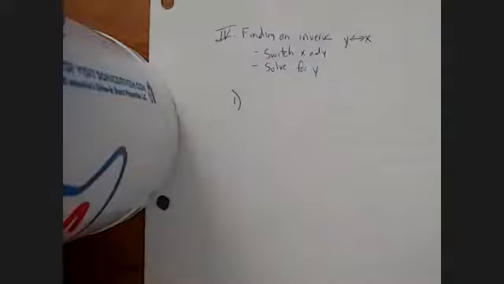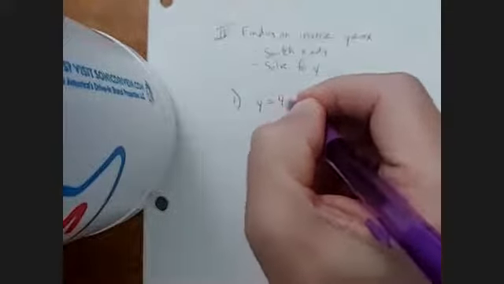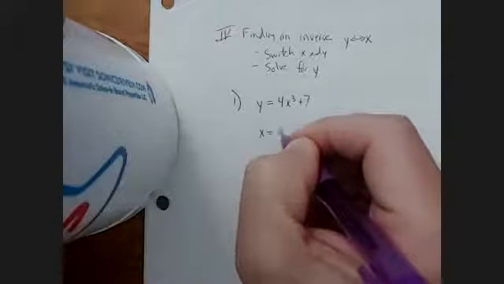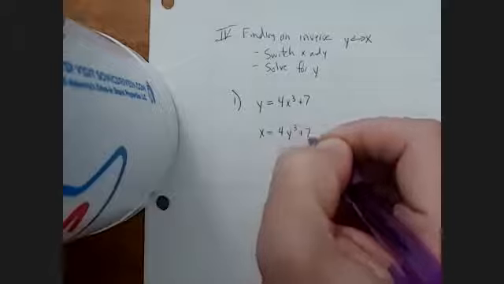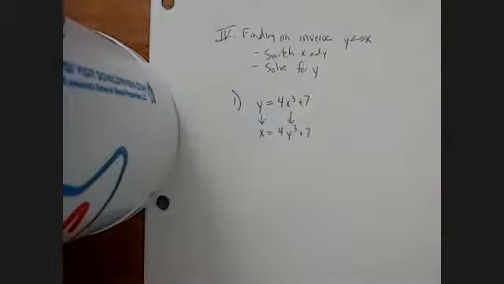So some of this, that part's easy. The hard part of this is the algebra for some people. So y equals 4x cubed plus 7. Well, step 1's easy. X equals 4y cubed plus 7. Like all I did was replace x with y and y with x.